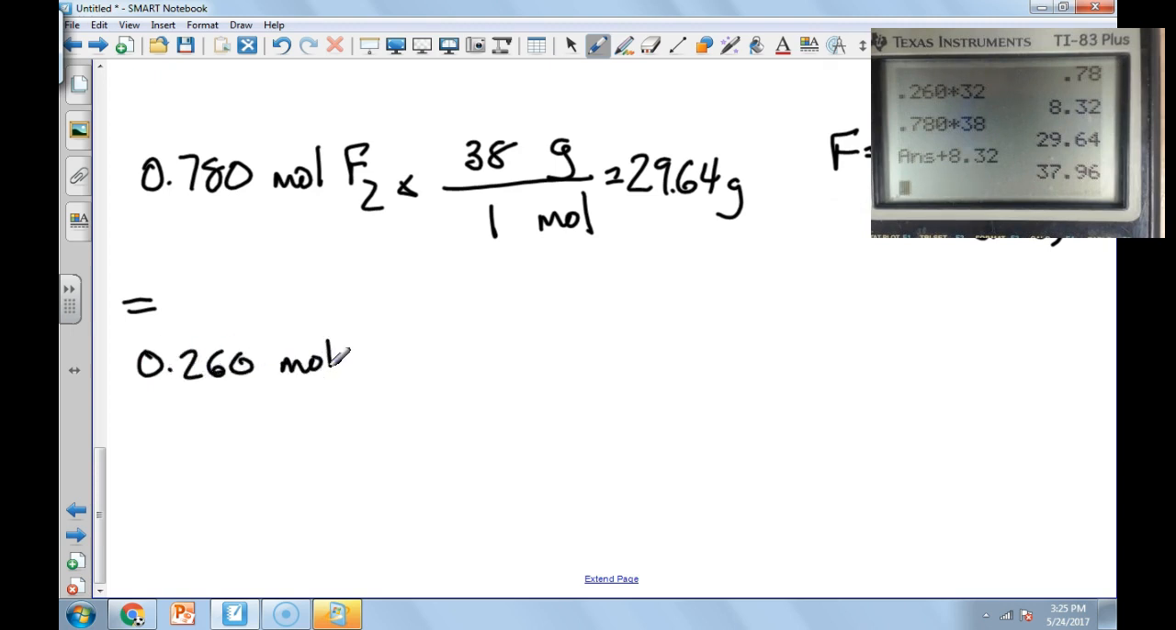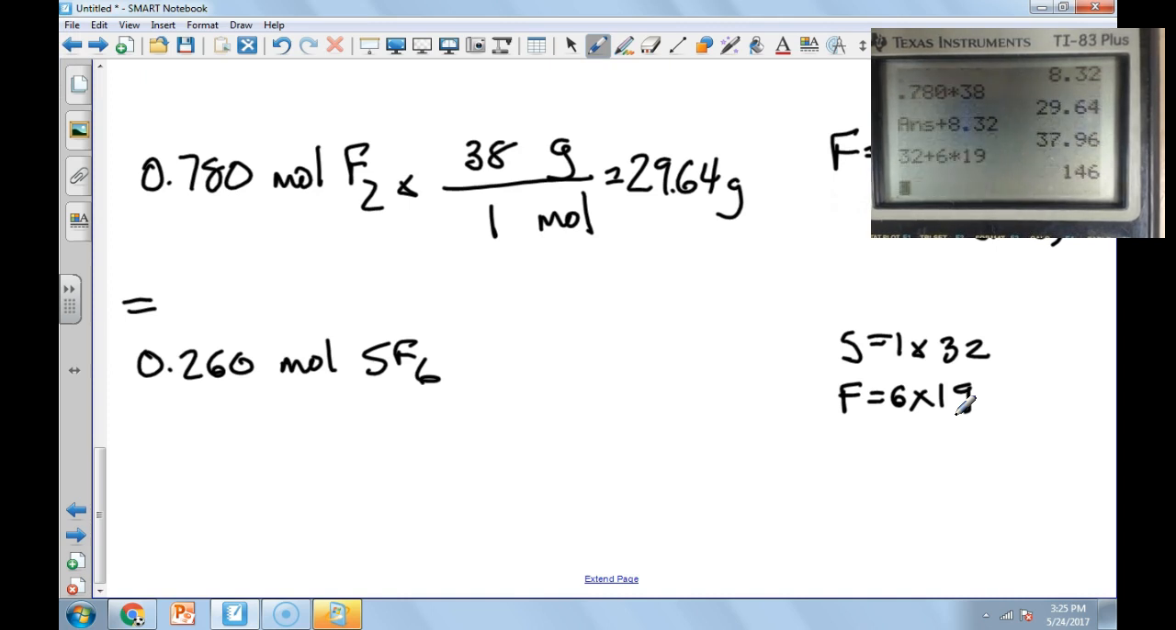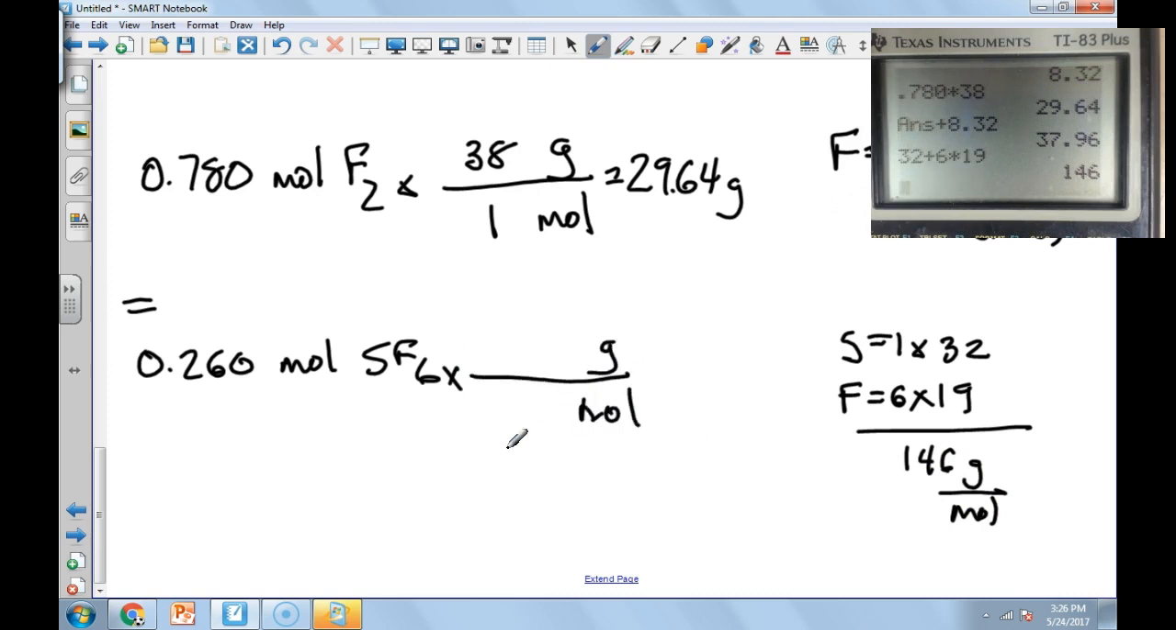So we have 0.260 moles of SF6, but we need the molar mass. So sulfur, there's 1 of them in this formula, times 32. And then for fluorine, you have 6 times 19. So we get 32, because 1 times 32 is 32, plus 6 times 19. And so we get 146. So this is 146, and the units tell us grams per mole. So we're going to X-line this. We get moles, we get grams, and for every 1 mole, we get 146 grams.